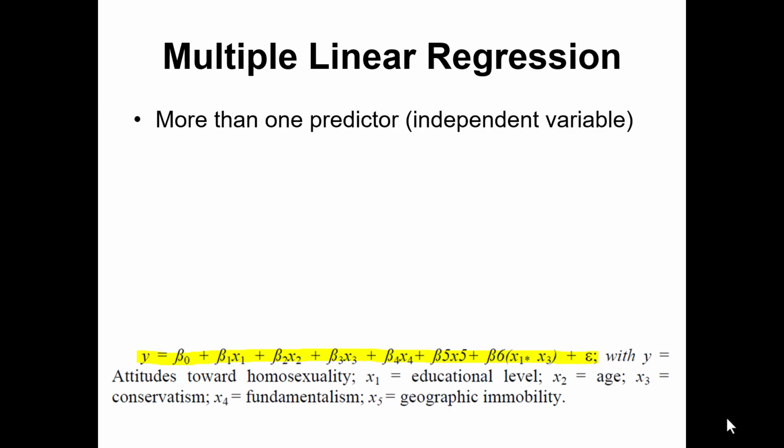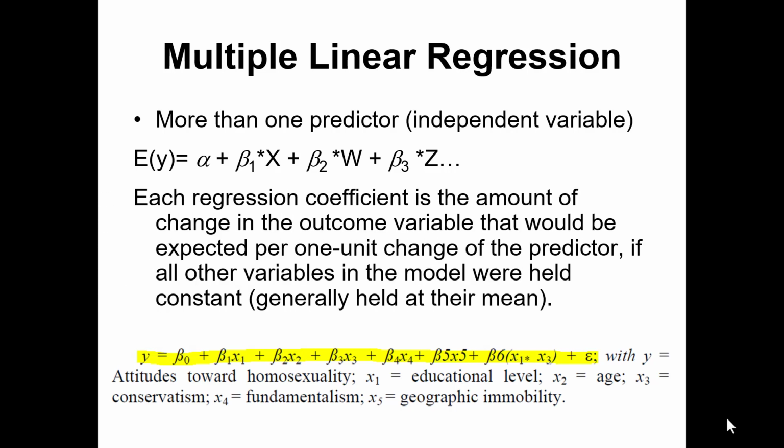But what we're going to do is multiple linear regression for your replication studies. That means more than one predictor, right? You're going to have more than one slope, more than one regression coefficient, right? And here, in multiple linear regression, each regression coefficient is the amount of change in the dependent variable that would be expected per 1 unit change in X, if all the other independent variables in the model were held constant, generally held at their mean. But for dichotomous variables, that can be different. And so again, this relates to the article that we're going to replicate.